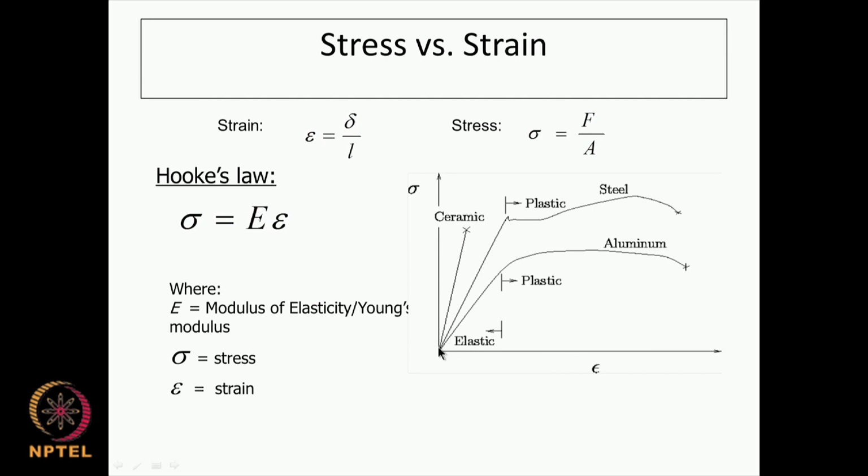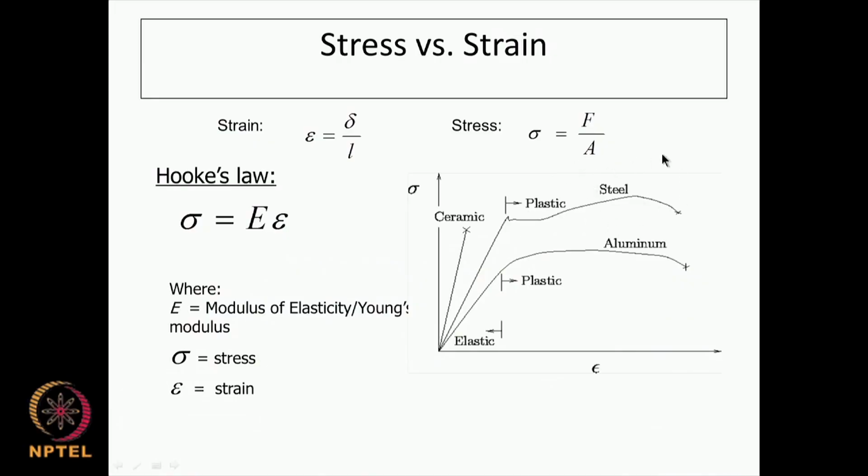Look at ceramic, it goes up and at some stress it just snaps, breaks, okay. So it does not go into a plastic region. So ceramic does not have a plastic region, it is elastic only. So that is a big problem about ceramics, it cannot have very high tensile strength, it will just snap or it will break. So we do not use ceramic material when it is undergoing tension.